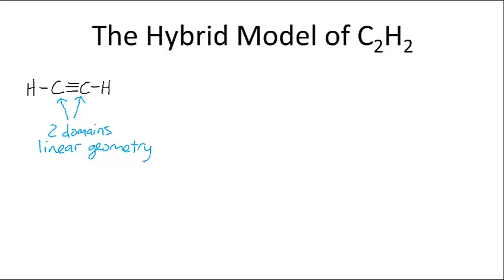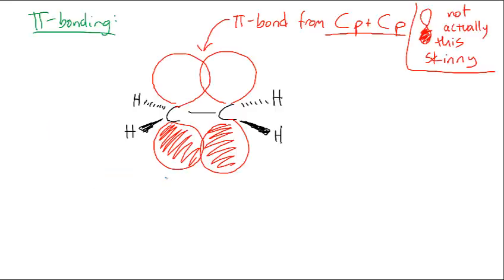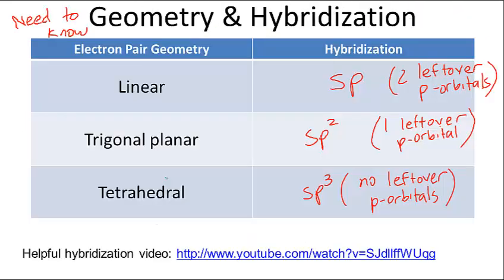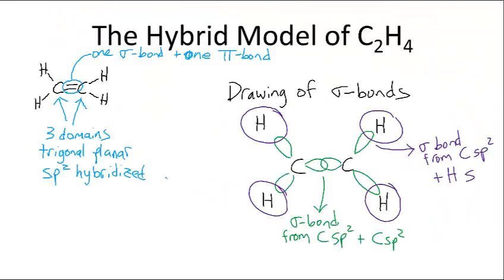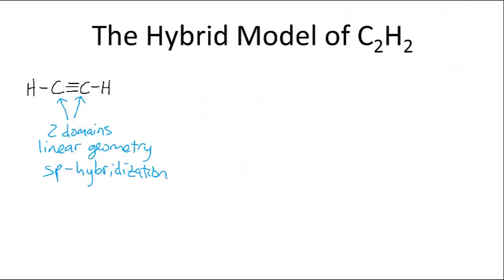And when I have sp hybridization, we said that's going to leave 2 leftover p orbitals. Why is it important that I have 2 leftover p orbitals in C2H2? Because I've got to make 2 pi bonds. I have a triple bond. A triple bond is going to consist of a sigma bond plus 2 pi bonds.